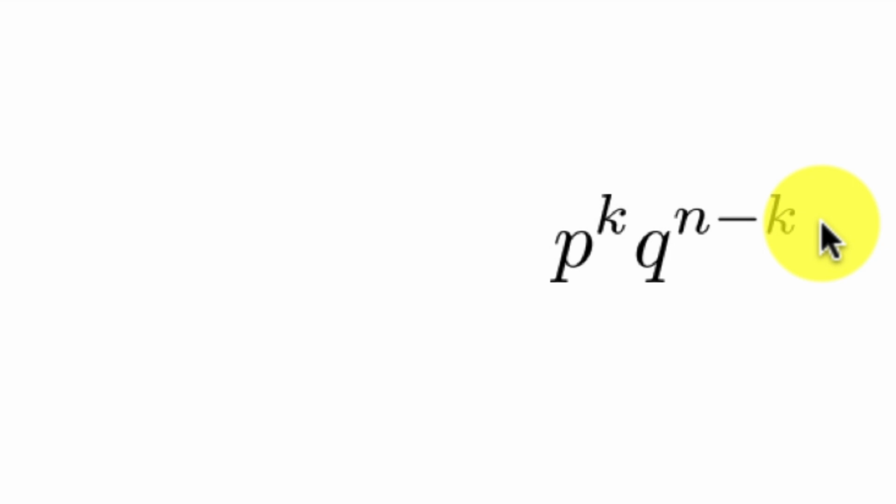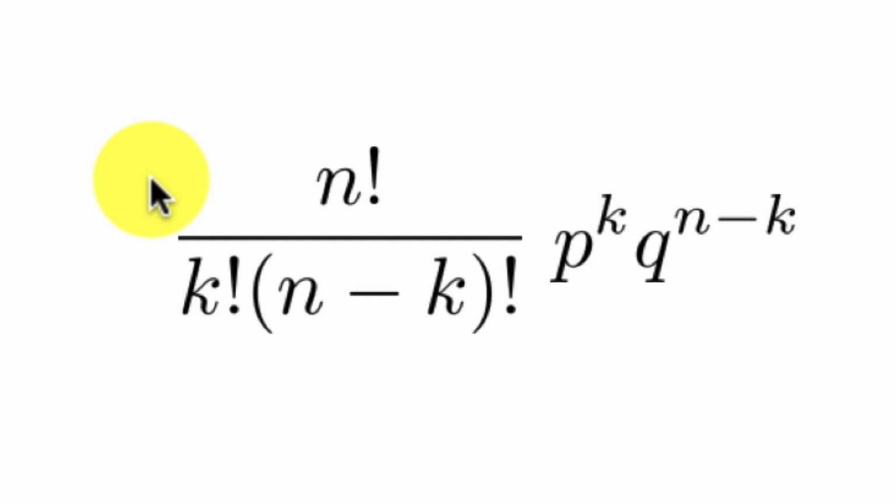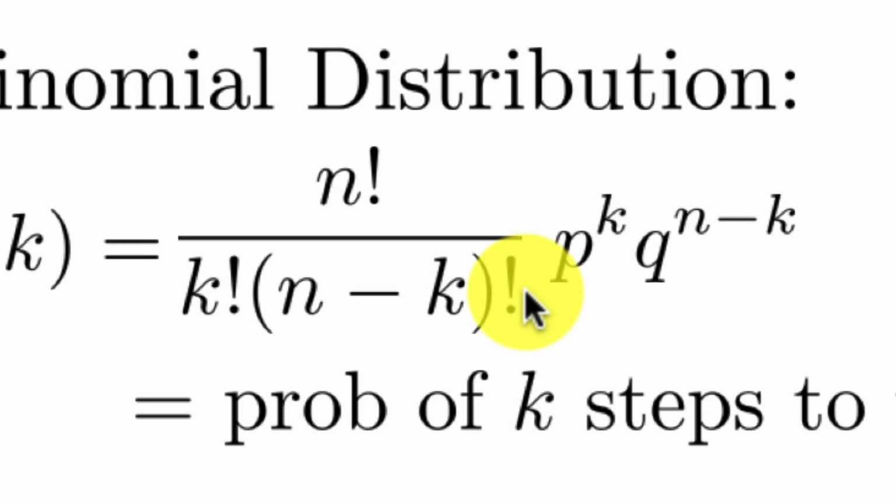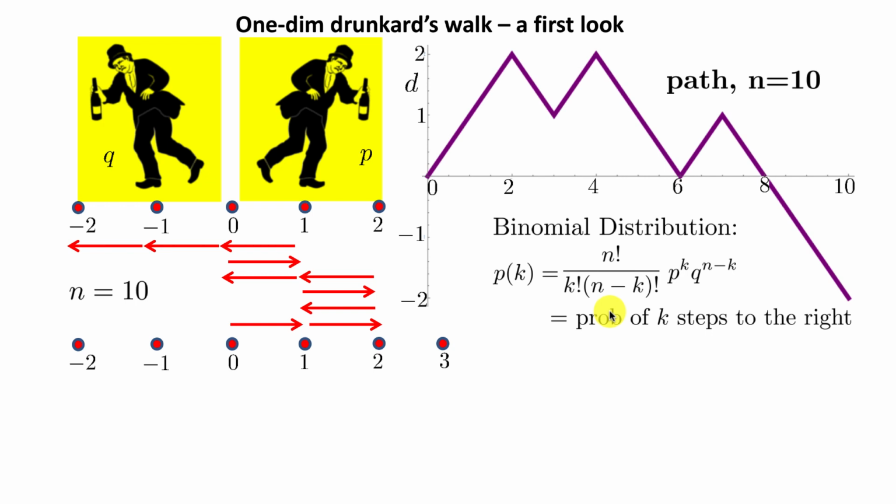But now let us ask, how many different ways are there of taking k steps to the right, n minus k to the left? Well, that's the answer. Why? Because there are a total of n factorial ways of taking n steps. All the k steps to the right are identical, and so we divide by k factorial. And all steps to the left are identical, so we divide by the number of steps to the left factorial. Of course, this is nothing other than the binomial distribution, which you have seen before, and this P of k becomes this probability.